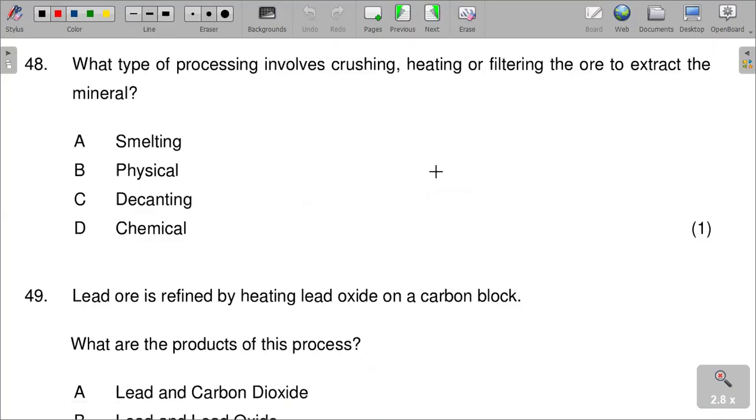What type of processing involves crushing, heating, or filtering the ore to extract the mineral? Number 48. It is crushing, heating, filtering, so it is the physical process. Number 48.